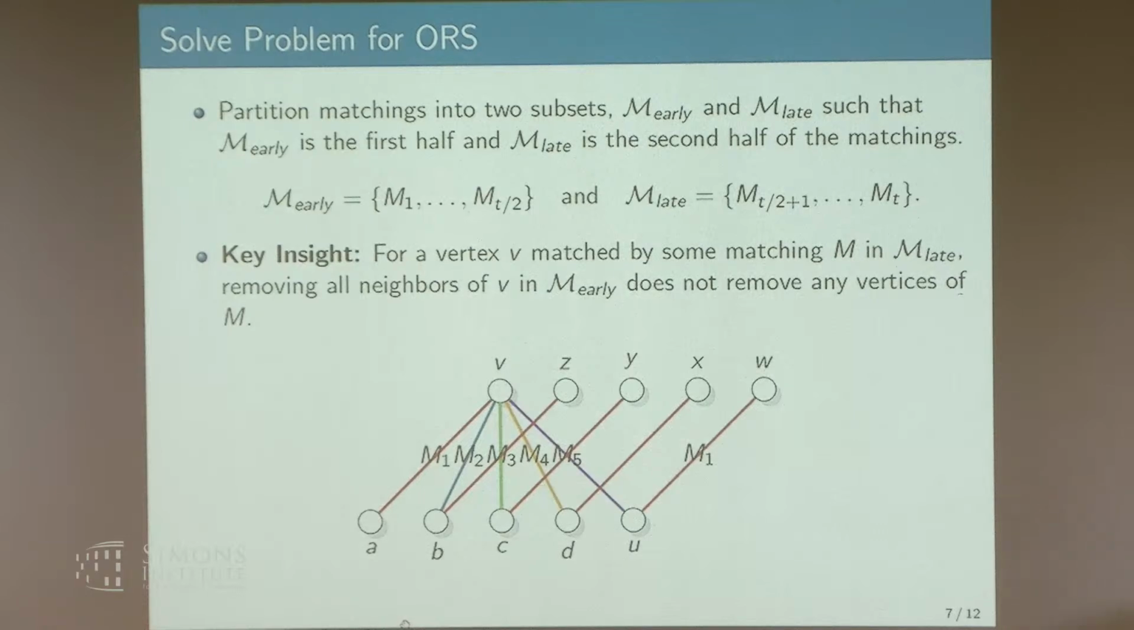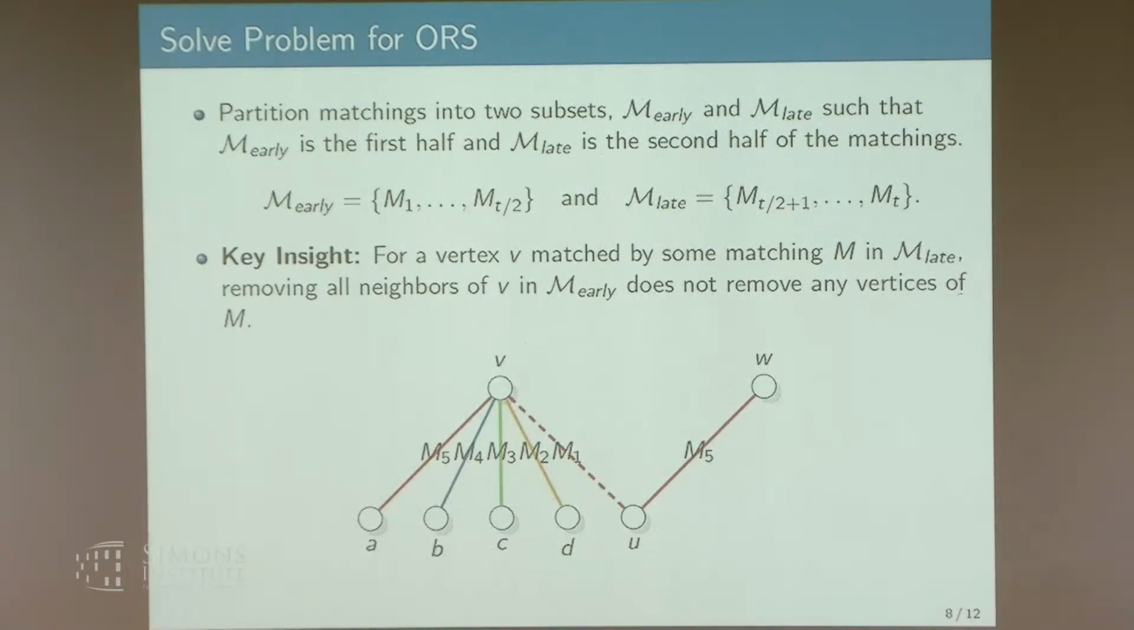If this was the opposite, if we have a late matching, let's say M5 here, and we removed the matchings that appeared earlier on, then this wouldn't hurt the size of this matching at all. Because if there was an edge, let's say VU, that came from a matching M1, then this matching M5 wouldn't be induced in M1. That is the definition of the ORS graph.